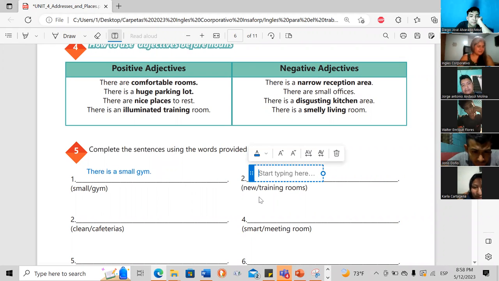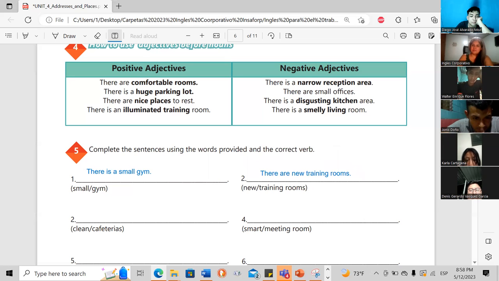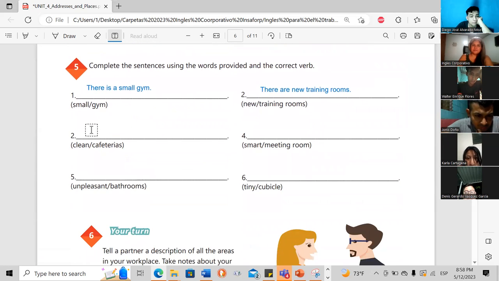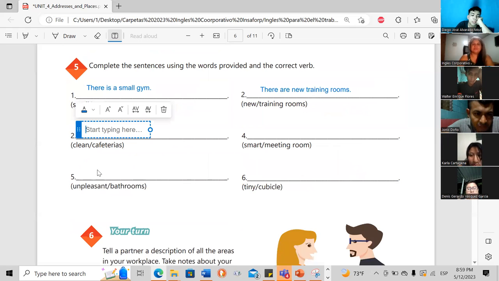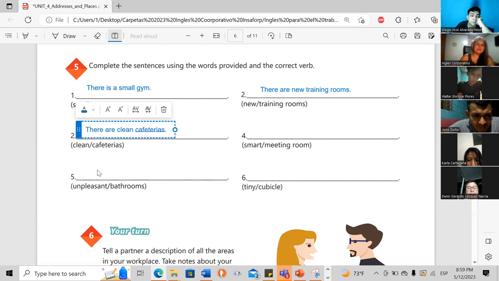Okay, number two, ¿cómo sería? There is a new training rooms. There are new training rooms. Porque es plural, aquí tiene una S. Varios, sí, cierto, varios rooms. Okay, number three. There are clean cafeterias. Cafeterias, okay.